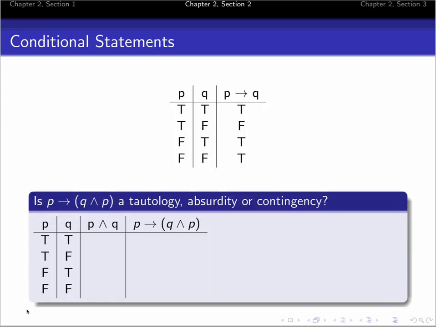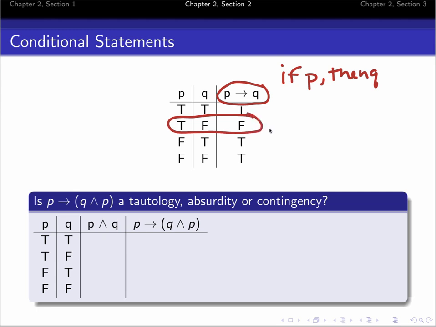All right, so we looked at the and, the or, and the negation. So this is a conditional or an implication, this P arrow Q. If you think about if-then statements, it's if P, then Q. That's the conditional statement. The only way for a conditional statement to be false is if your if part is true and your then part is false. So if you have if true then false, that is a false statement.